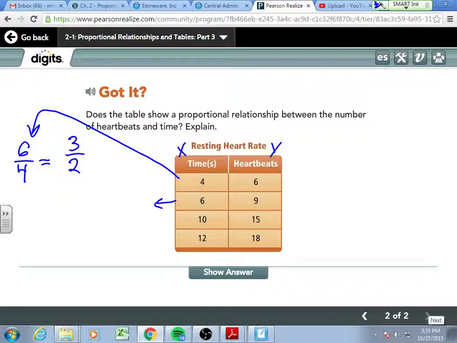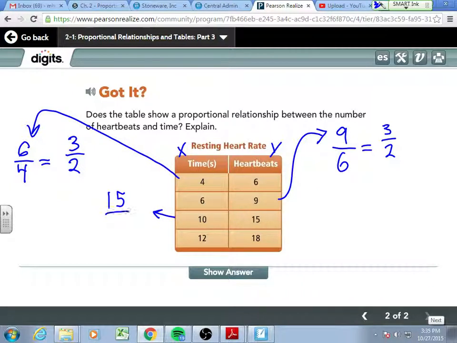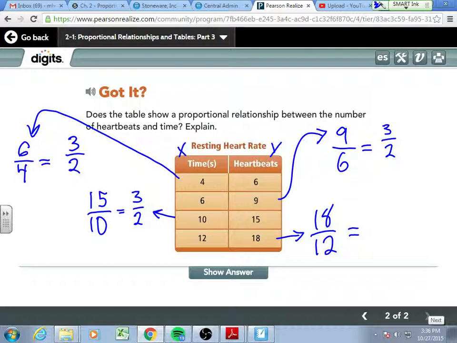If we do my next one, I have 9 over 6. That can reduce to 3 over 2. My next one, 15 over 10, can reduce to 3 over 2 because I divide by 5 on top and bottom. Bless you. And the last one, 18 over 12, we divide by 6 on top and bottom and get 3 over 2. Is this proportional? Yes, because they all match. All my ratios are equal.